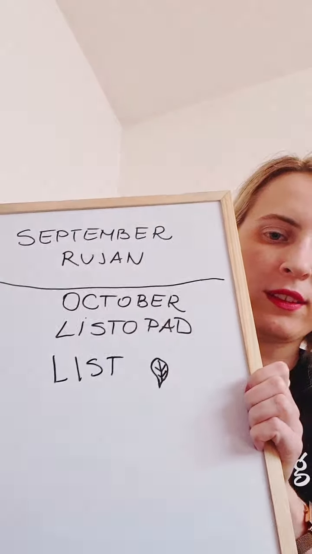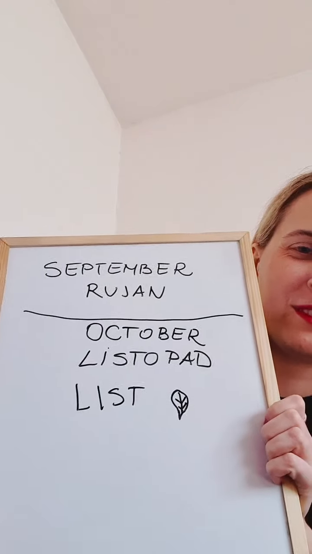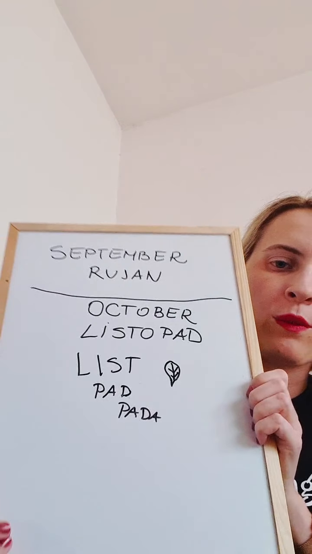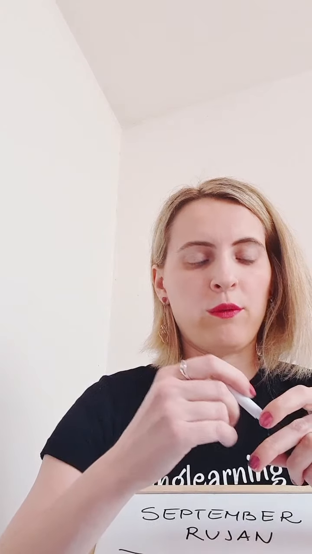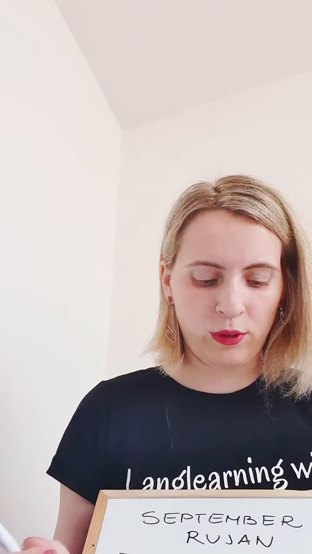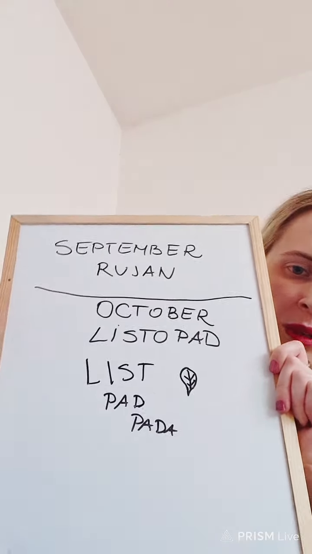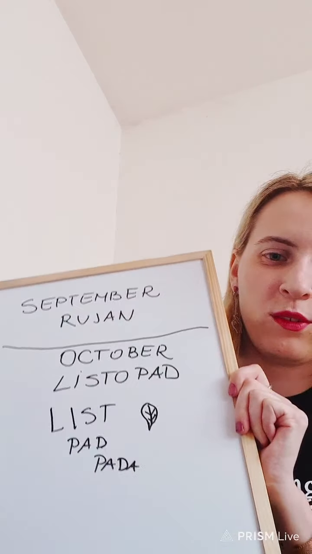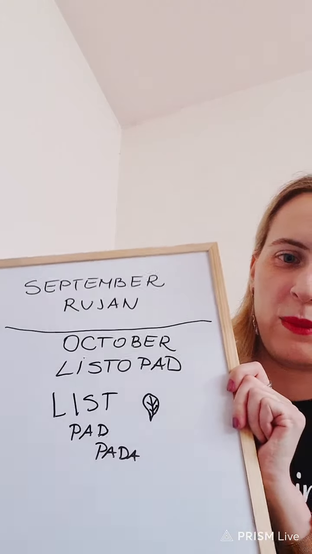So this is list, right? And I'm bad at writing, okay? And pad or pada means falling. Pad is fall, and pada means falls. So listopad is the month in which the leaves are falling. So it is kind of easy to remember. But this is my artistic piece, and it is bad. I know. I'm not good at drawing, but well.